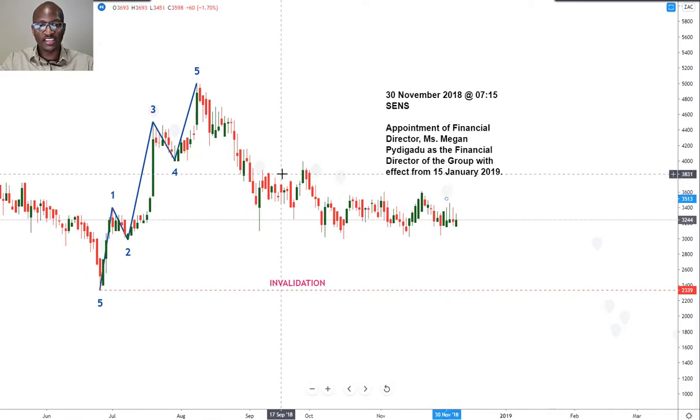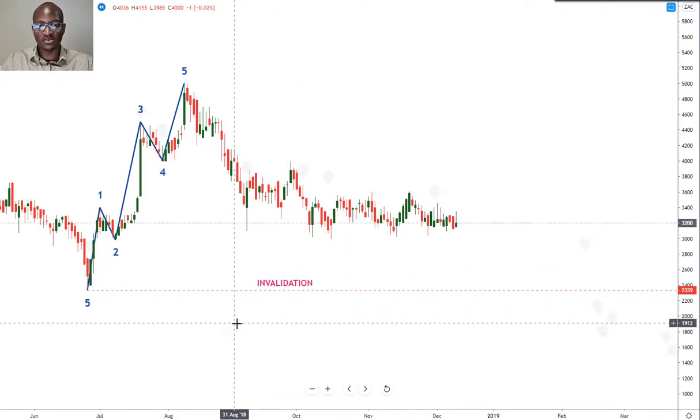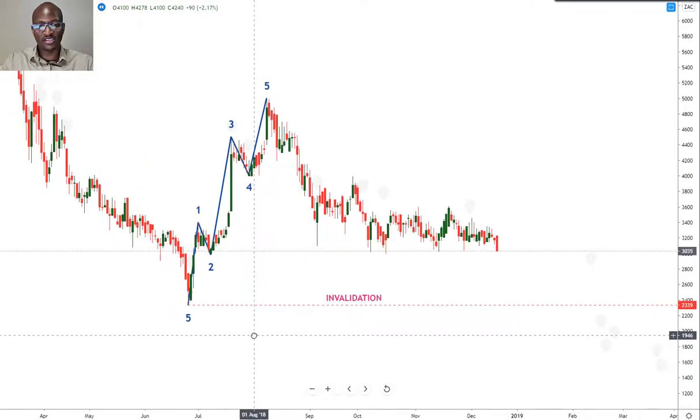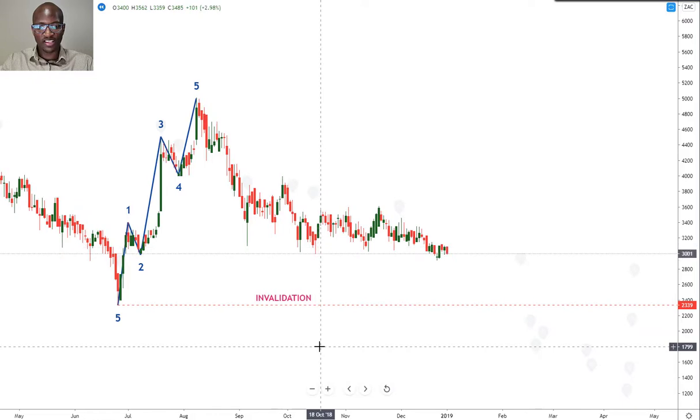And on this day, 30 November 2018, the appointment of Ms. Megan Paidigadu as Financial Director. So a new appointment: now there's a new CEO and a new Financial Director. And what happens? The price just keeps going sideways.